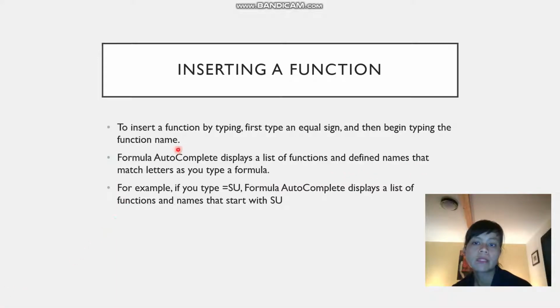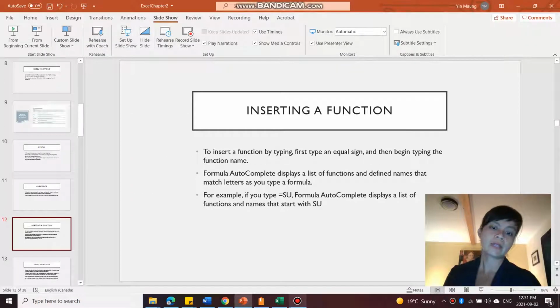To insert a function by typing, first you have to type the equal sign in, then you begin typing the function name. The formula autocomplete displays a list of functions and defined names that match the letters as you type. For example, if you type equals and then you start typing SU, the formula autocomplete is going to display a list of functions and names that start with SU. So let's go check that out here.